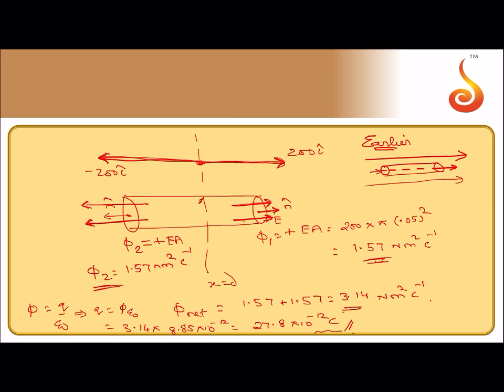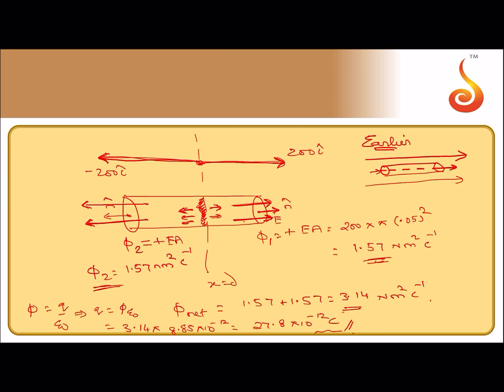There is actually some charge over here. This charge makes the electric field go to the right on the right hand side and to the left on the left hand side. I told you also in field lines, when field lines get interrupted, there has to be a charge. So field lines were not uniform anymore. The field lines were not continuous. They were interrupted because there was some charge in between. What is that charge? 27.8 into 10 to the power minus 12 coulombs.